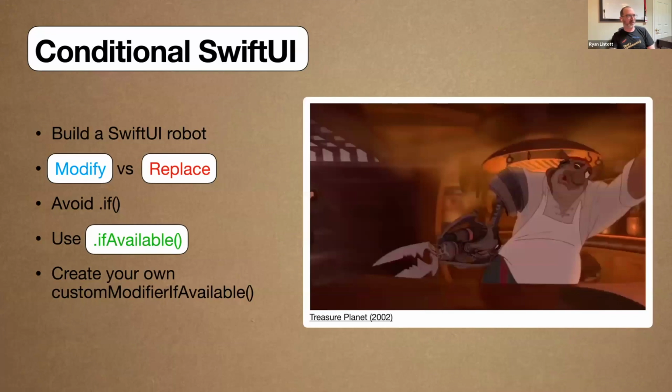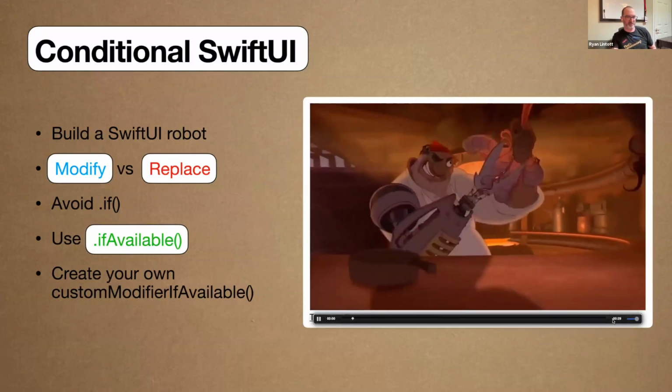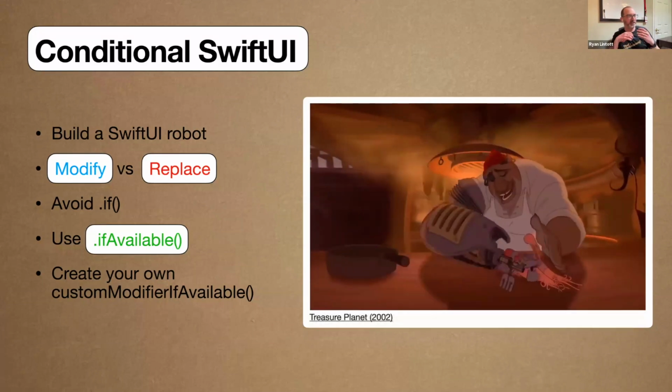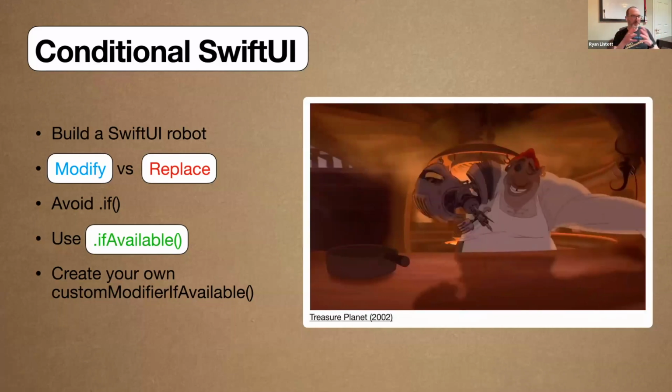conditional SwiftUI. I'm trying to build a SwiftUI robot. This should have no volume. There we go. I like building SwiftUI robots. I like to think of them as robots.